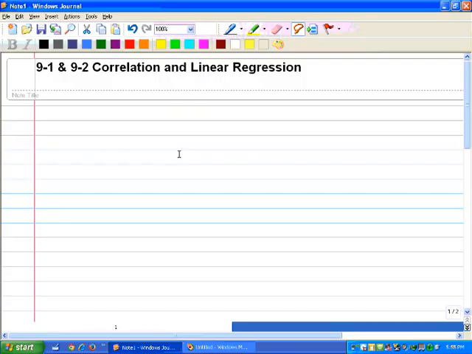This is the video lesson for section 9-1 and 9-2 in John Allison's statistics class at Pulaski Technical College. These lessons are on correlation and linear regression.